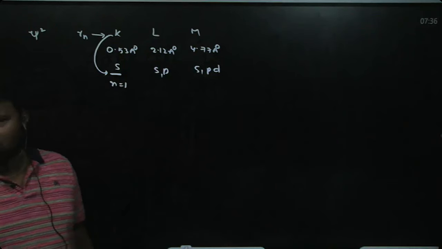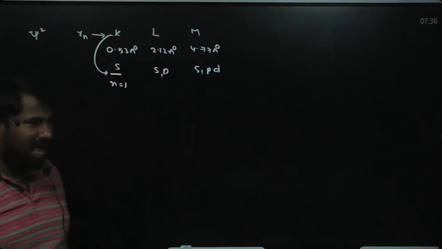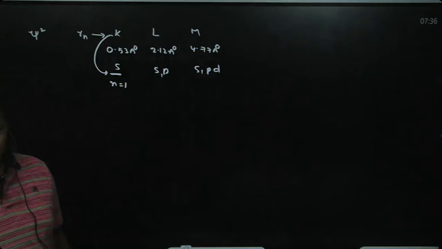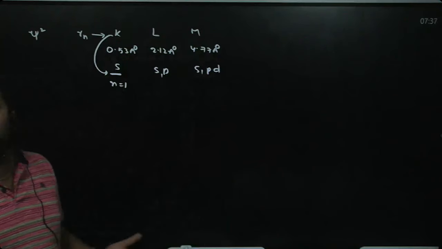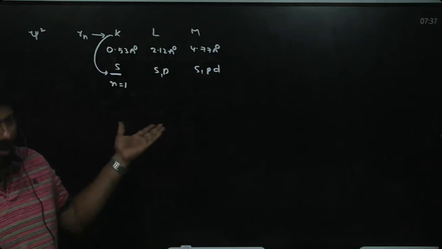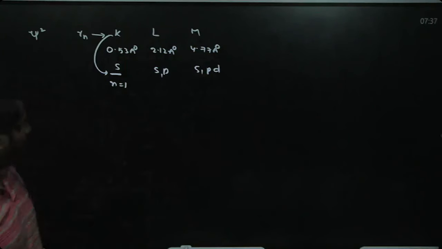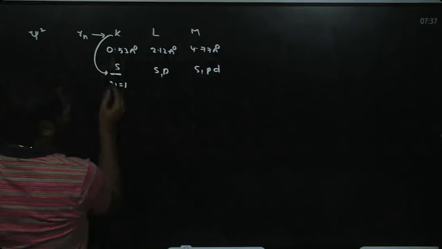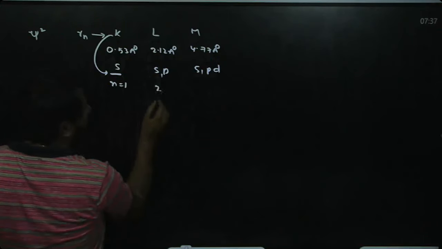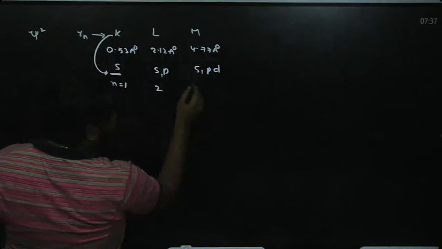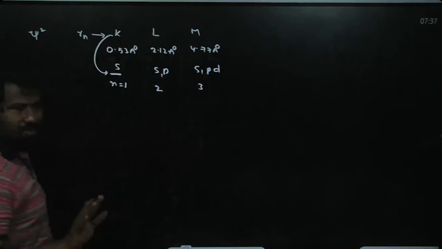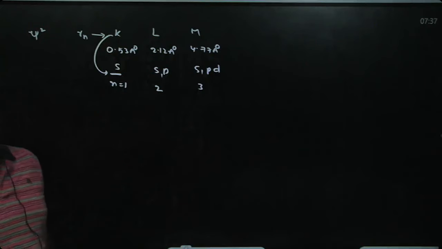Have you ever seen 1p anywhere? Have you ever seen 2d? Have you ever seen 3f? No, because those particular subshells do not start from that particular shell or orbit. They start at other orbits. So S starts from K, so we can write 1s. P starts with L, so the n value is 2: 2s, 2p. D starts from M, that is 3s, 3p, 3d. Like that only we are going to write: 3s, 3p, 3d.